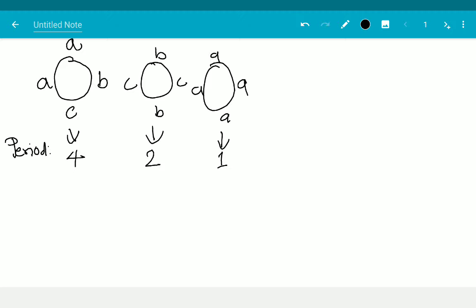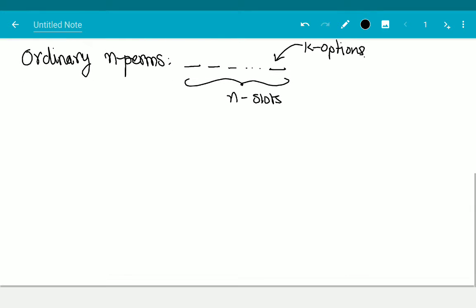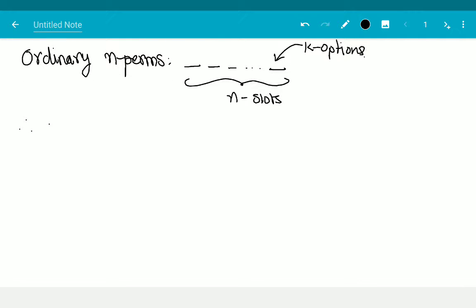If I look at the ordinary n permutations instead of the circular n permutations, then they are basically made by filling out n slots, each of which has k options, right? K options. And so the total number of such permutations, therefore total number of n permutations, is equal to k to the power n.